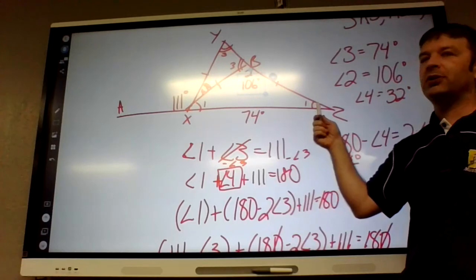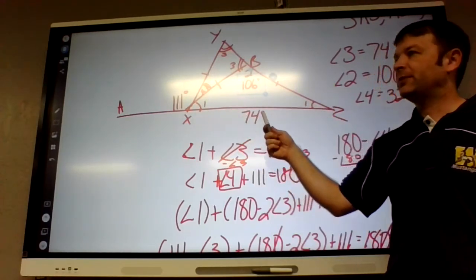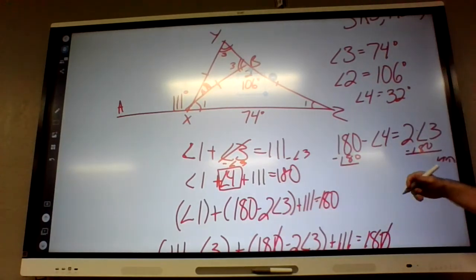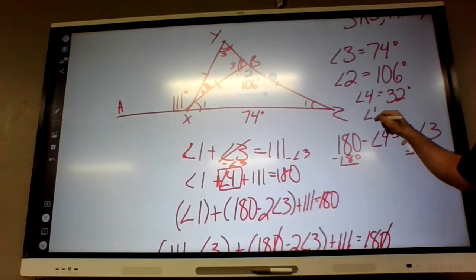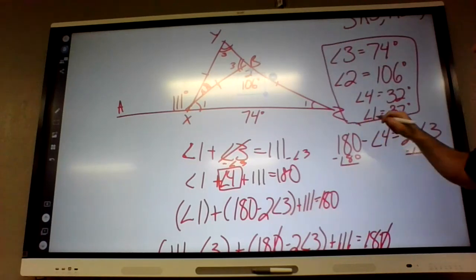So how do I find just one of them? Yeah, they're the same, so you just divide that in half. Divide by 2. So what's 74 divided by 2? 37. Phew, that's a doozy.